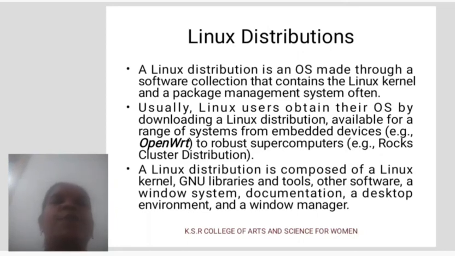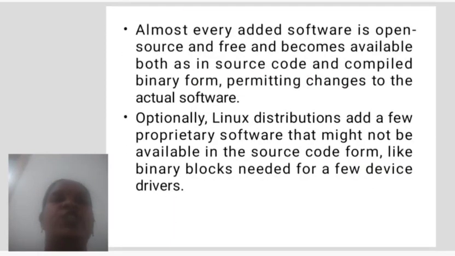A Linux distribution is composed of a Linux kernel, GNU libraries and tools, other software, documentation, a window system, a desktop environment and a window manager. Almost every added software is open source and free, and is available both as source code and compiled binary form, permitting changes to the actual software. Optionally, Linux distributions add a few proprietary software that may not be available in source code form, like binary blobs needed for a few device drivers.